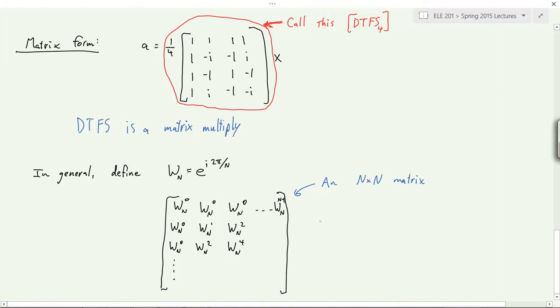Now, notice with this definition, let's give this a name. I just invented this name, and it's not very pretty. We'll say it's the complex exponential matrix, and we'll use the subscript n there, just to give it a name. Why is this the complex exponential matrix?